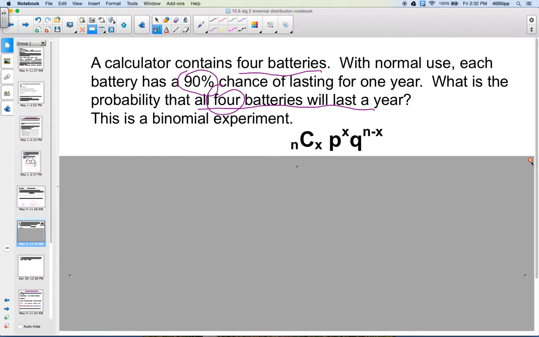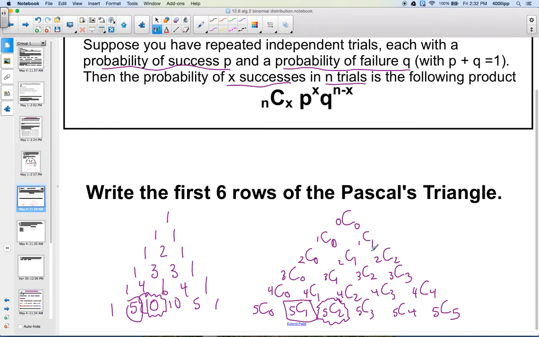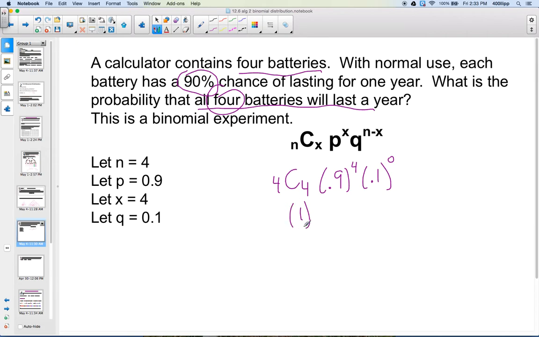And then we're just going to fill that in. Okay, so we have 4C4. We have P is 0.9 to the 4th. Q is 0.1 to the 0 because 4 minus 4 is 0. We know that 4C4, if we take a look back a slide at our Pascal's triangle, if these numbers are the same, you're always going to get your combination to be a 1. So 4C4 is 1. Okay, so that's 1 times 0.9 to the 4th, and then anything to the 0 is a 1.